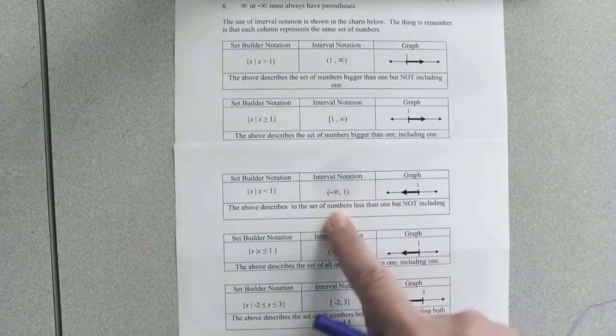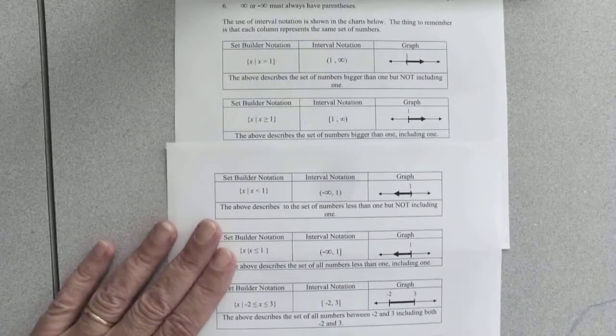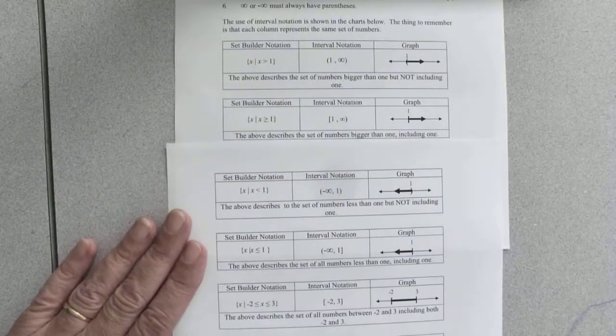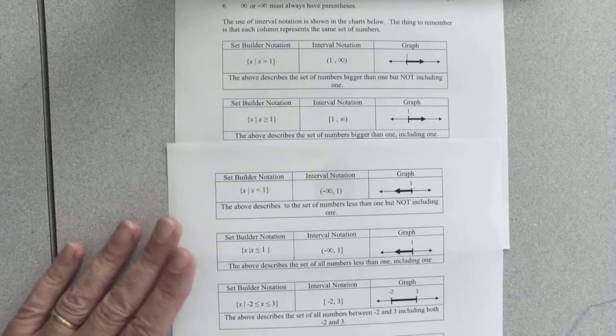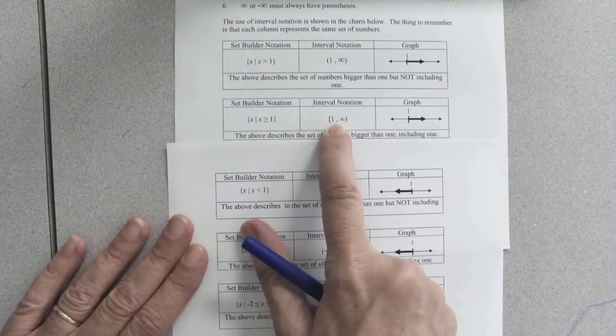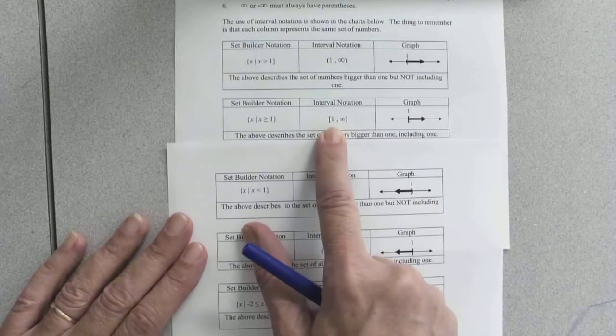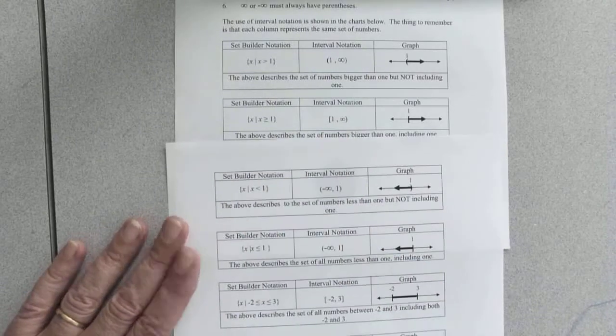And now notice, negative infinity is certainly smaller than 1, and it is on the left. In interval notation, the smaller number is always on the left. And the same thing up here. Between 1 and infinity, 1 is certainly smaller, and it is on the left.